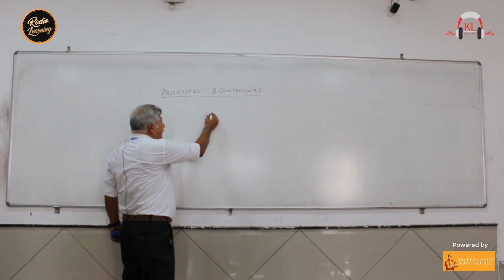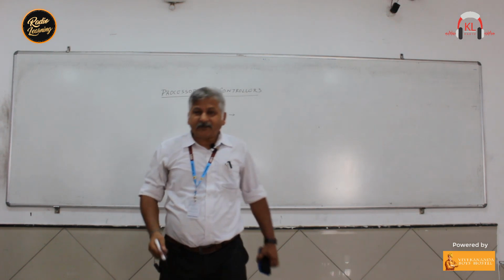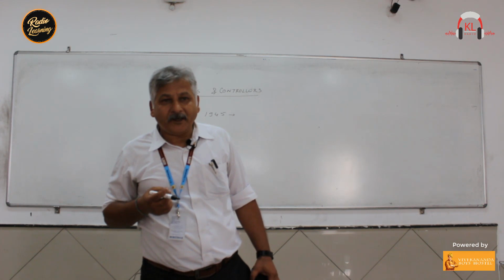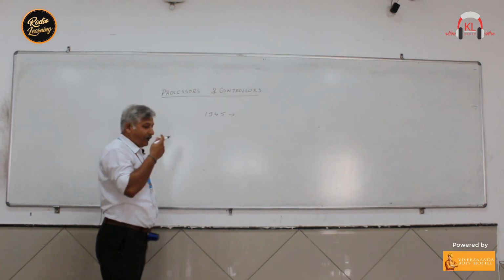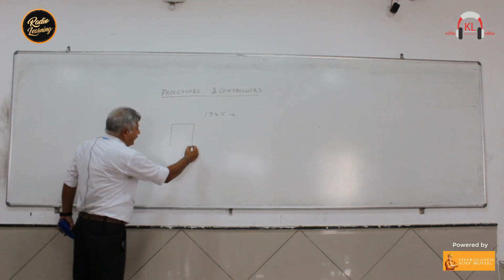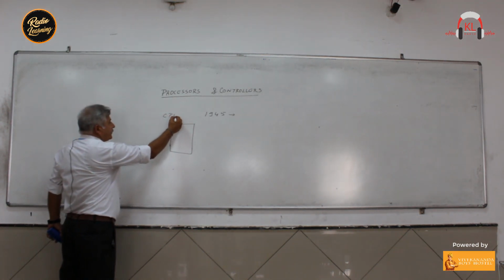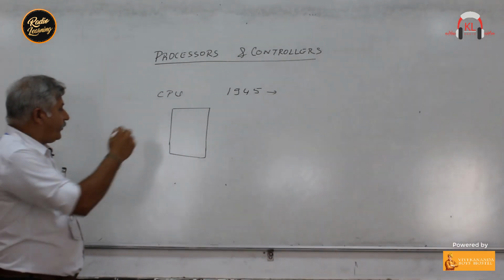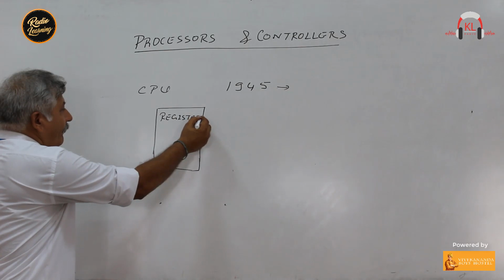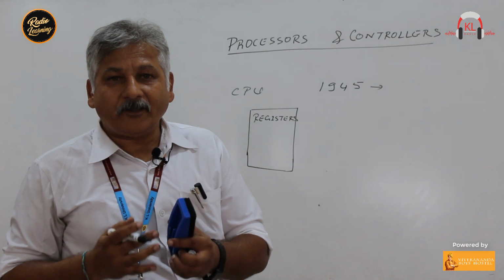See, in 1945, the first digital processor was produced. Basically, what is there inside a processor? If we see that, inside a processor, or in other words inside one CPU, central processing unit, we have registers. Registers are used to store the data.